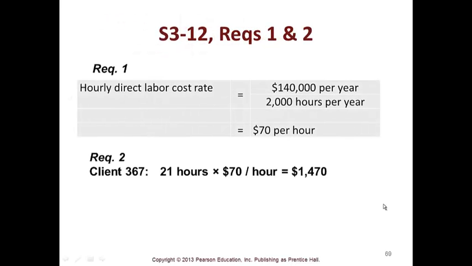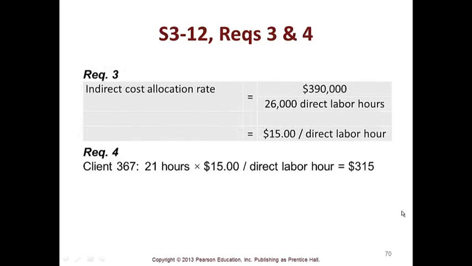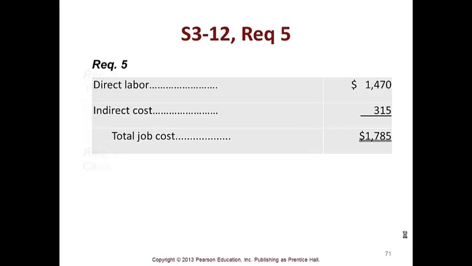So here's an example of S3-12. There was an hourly direct labor cost rate of $140,000 with 2,000 hours, which is $70 per hour. So if you had 21 hours times 70, it would be $1,470 for client 367. And if you had an indirect cost allocation rate, it was your total divided by your 26,000 hours, a $15 rate. So you're going to allocate that out. So you're going to get $315. So you have your direct labor, your indirect cost, and that is your total job cost.